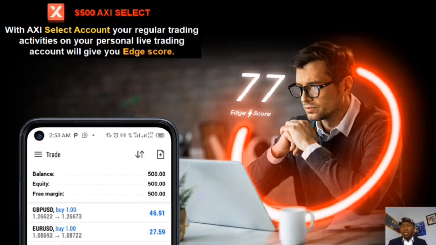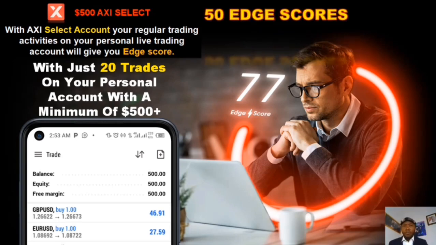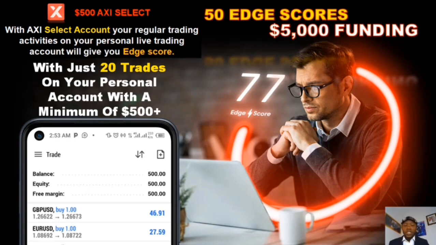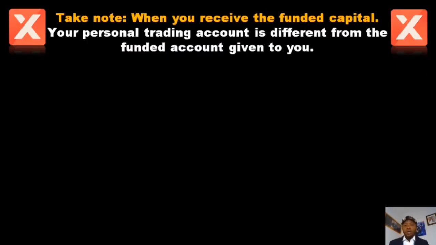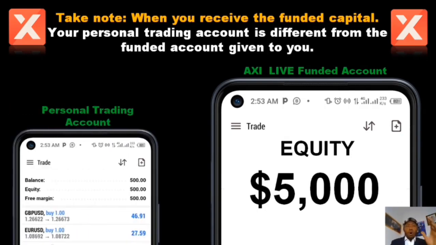Now, with the Axie Select trading account, your regular trading activities on the broker, on your personal account, is going to be counting to give you what is called edge score. Now, this edge score, once you have 20 trades, 20 unique trades, you're going to have about 50 edge score. Now, with 50 edge score, you have access to a $5,000 live funded account. Now, I want you to know that when you receive the $5,000 funded account, this funded account is different from your personal account. It is completely different.